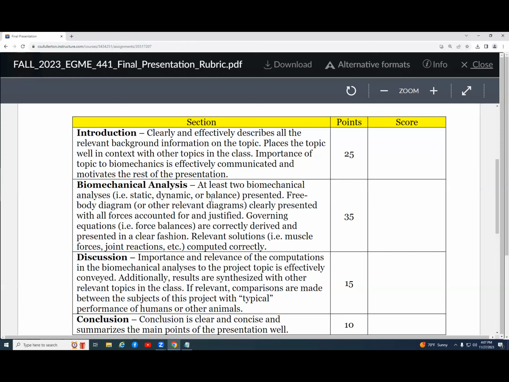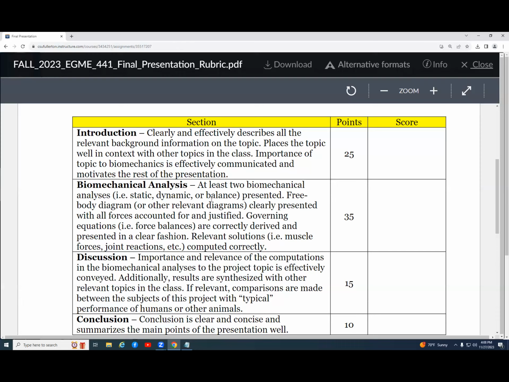So you should show me all the relevant diagrams, at the very least a free body diagram that shows all the forces that are accounted for and justified. You should show all the governing equations, derivations of the governing equations, and all the worked out algebra as needed for your problem. And all the solutions to these problems should also be correctly computed.